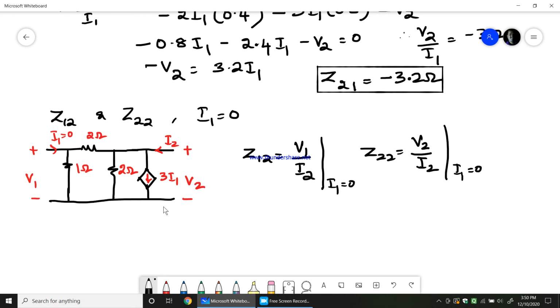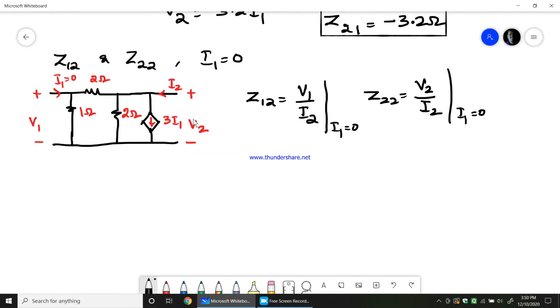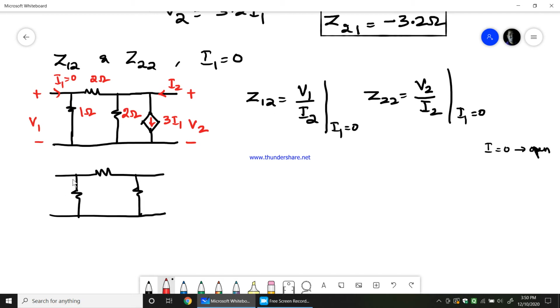So in this circuit, if you carefully see it, the dependent source is dependent on the current I1. So this becomes 0 now because I1 is 0. Once the current source value is 0, this current source will behave as an open circuit. Therefore, we can easily remove this dependent current source. We all know that when current is equal to 0, it behaves as open. So I'll be getting, as I1 is 0, this reduced circuit. So this is V1 now. This is 1 ohm, 2 ohm, 2 ohm, and this is I2 and V2.